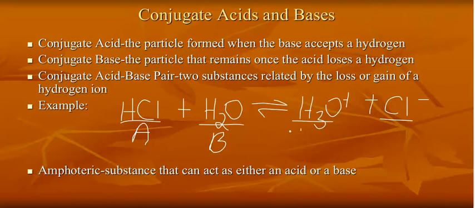On the product side, we have my conjugates. H3O+ and H2O go together. H3O+ is the conjugate acid of H2O. And Cl- and HCl go together. Cl- is the conjugate base of HCl. And if I reverse this reaction, Cl- would gain a hydrogen from this side to this side, and so it would be the base. Water is amphoteric. It can act as either an acid or a base. If you look in these previous two examples, in the first one, water was an acid. In this one, water is a base. It depends on what it's reacting with.